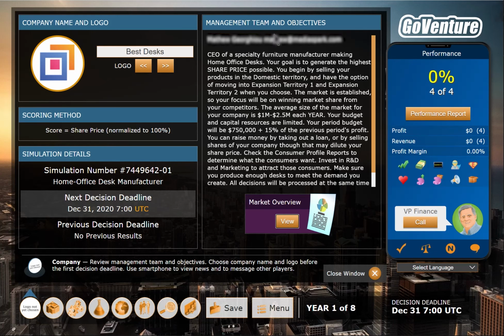Let's go back to the simulation. So that gives us some insight into the consumers and how much money they're spending and what type of desks they may want. Now keep in mind that if I'm competing with other businesses, we can all customize our desks in different ways and target different consumers. So you may want to target consumers that have certain preferences over others. Let's move on to the management screen.